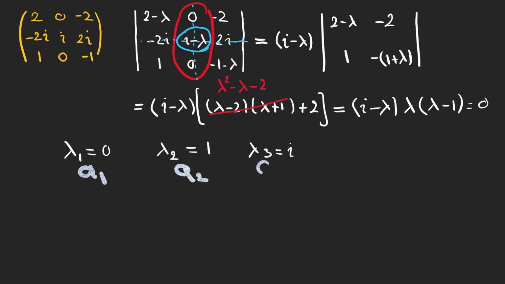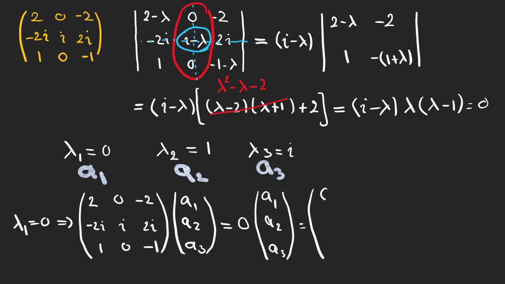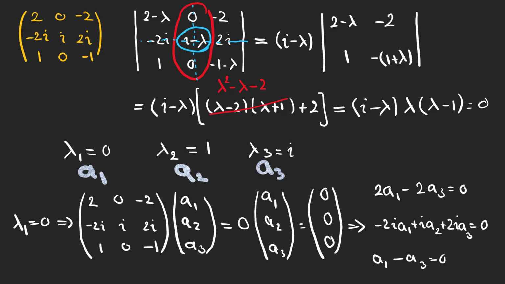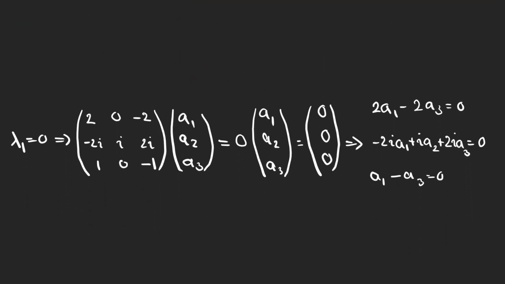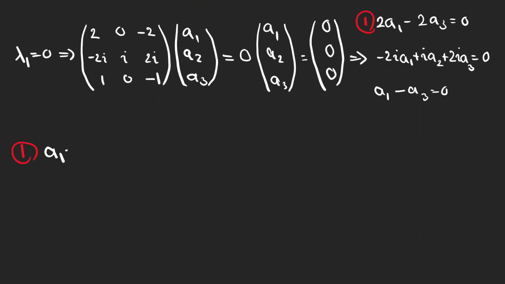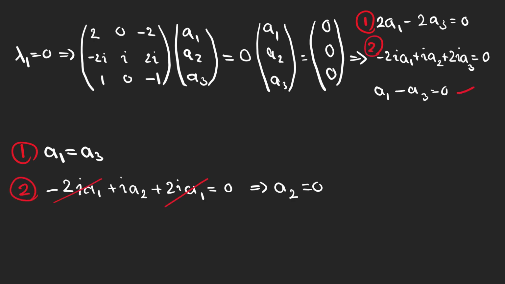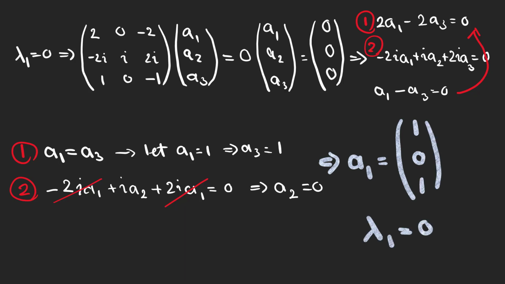The next step is to use lambda 1, lambda 2, and lambda 3 to find the eigenvectors. Starting with the first one, we get three equations, and we need to find a1, a2, and a3, which are the elements of the first eigenvector. Now let's find these elements. From the first equation, we find a1 equals a3, and the second one yields a2 equals 0, and the third equation has nothing new. Any multiple of an eigenvector is still an eigenvector, so we can say a1 is equal to 1, and so a3 equals 1. Now we have our first eigenvector associated with lambda 1.